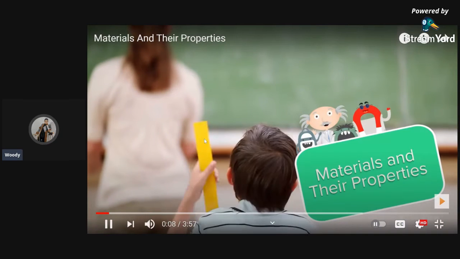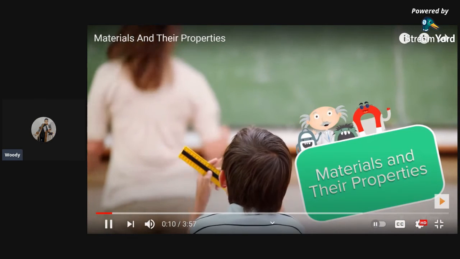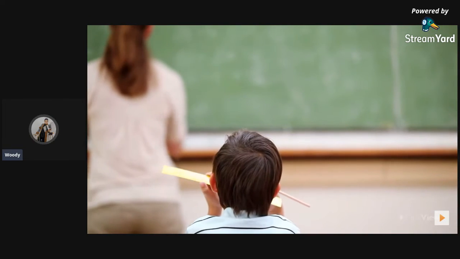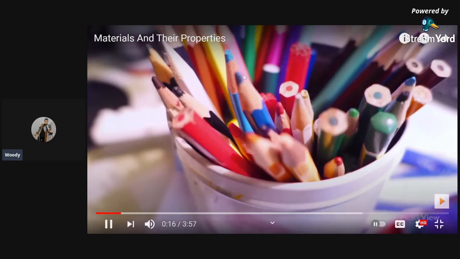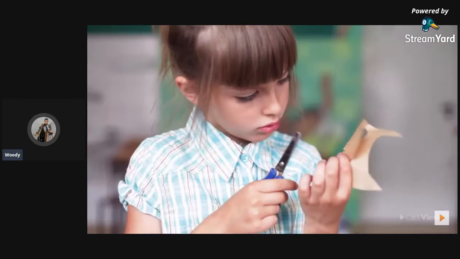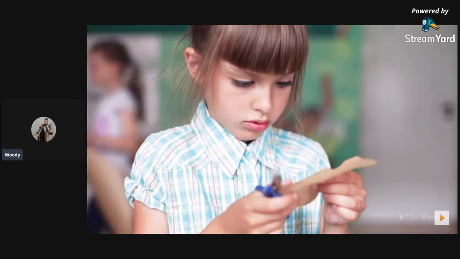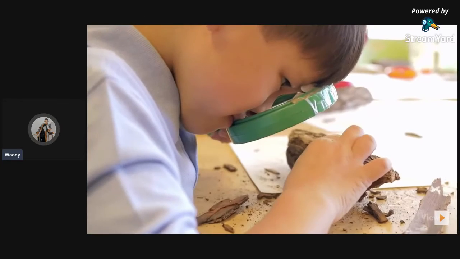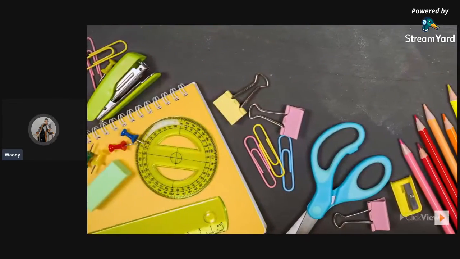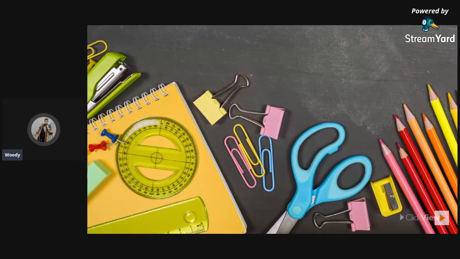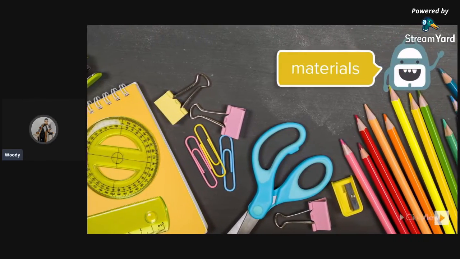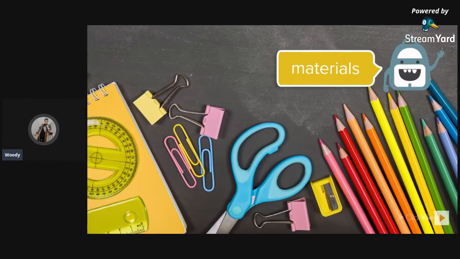You use objects every single day, but have you ever thought about what they are made of? Why are some bending? And some are really hard? Or why are some smooth and shiny? And some bumpy and rough? When it comes to the objects around us, they can be very different from one another. Can you think of some materials you see in the classroom or at home?